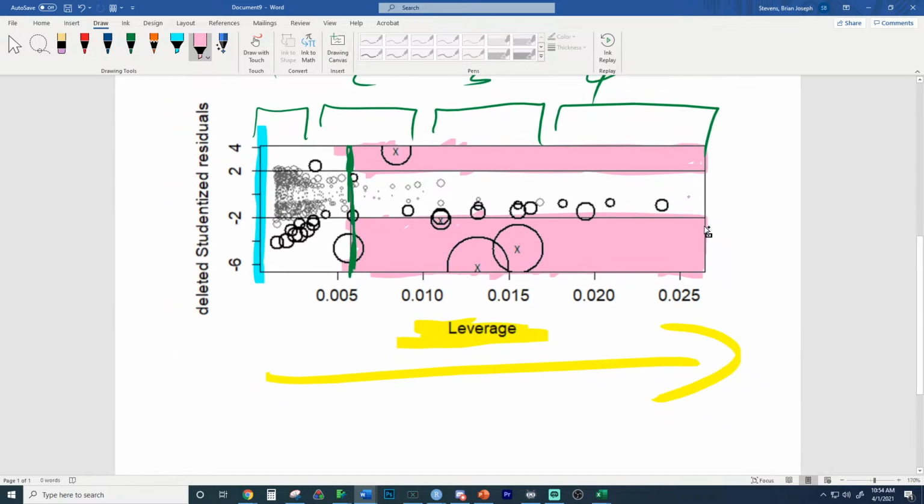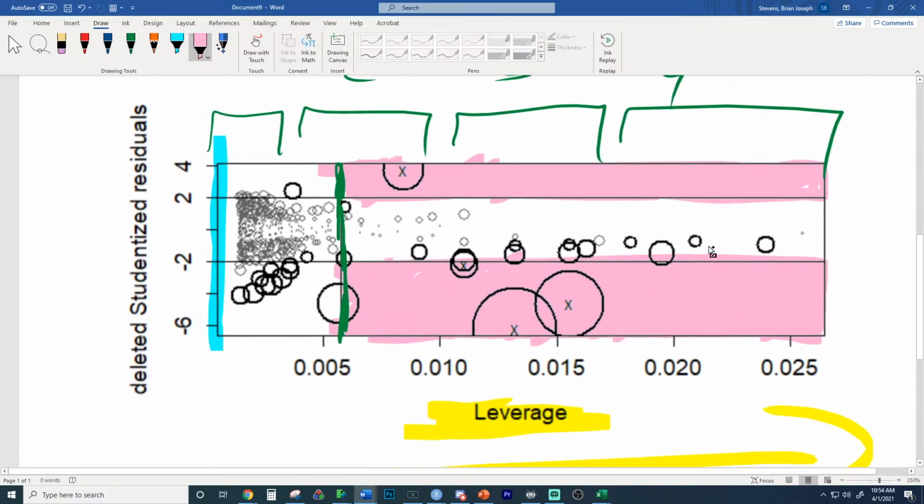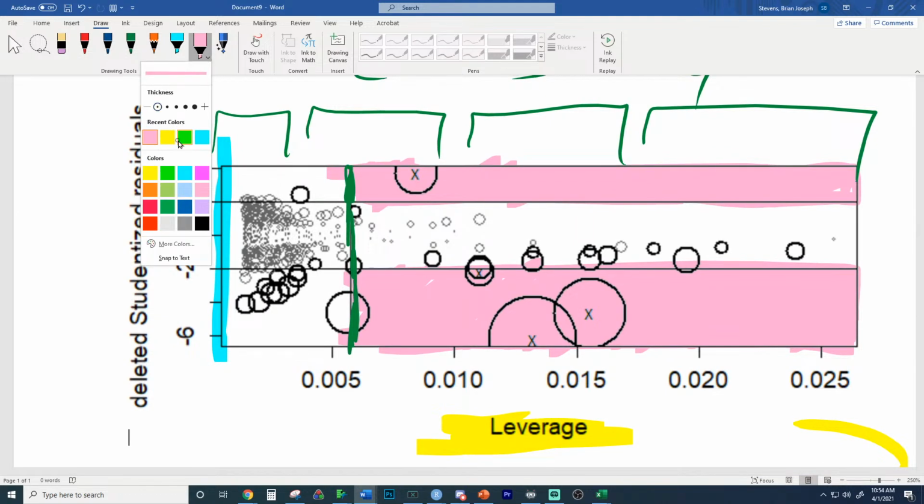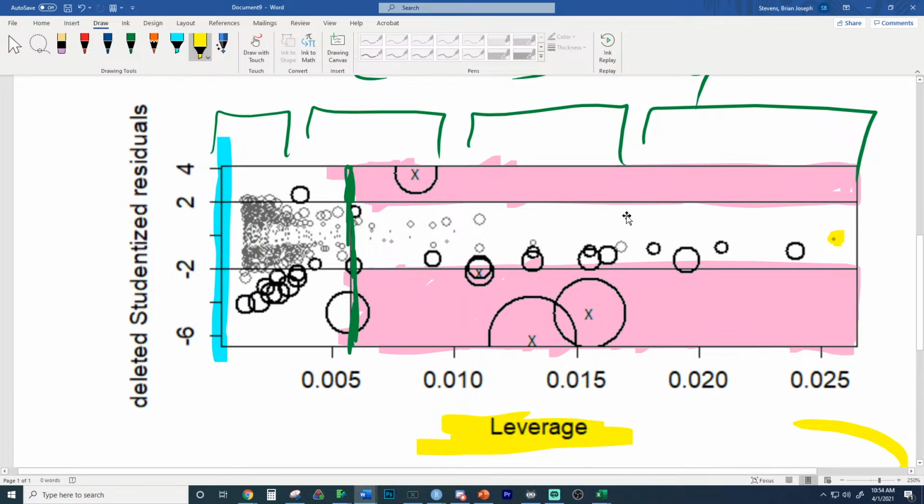They're like, oh, I thought that was a little smudge on my screen right there. But no, that is the point. And that is a point that the model basically predicts really well. It's got crazy leverage though.